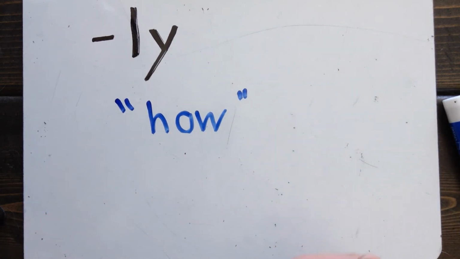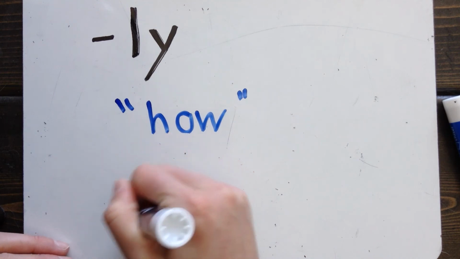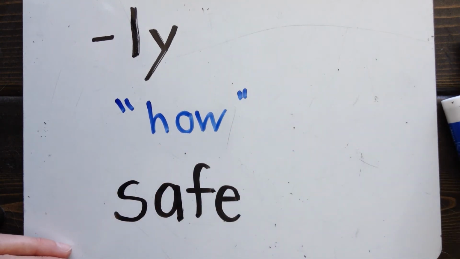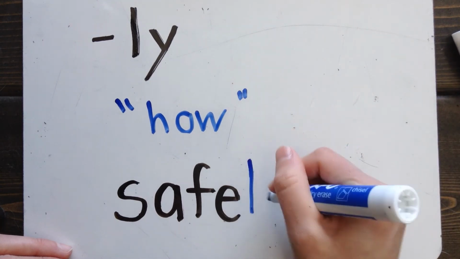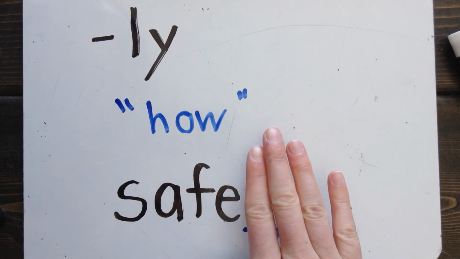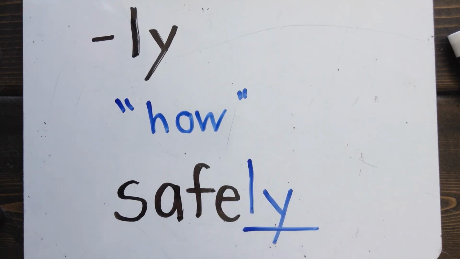Here's an example where ly is a suffix. My root word is safe. And now I attach the ly on the end. Safely. Now it tells me how to do something. I do it safely. I changed the meaning slightly. How should I walk down the hallway? Safely.